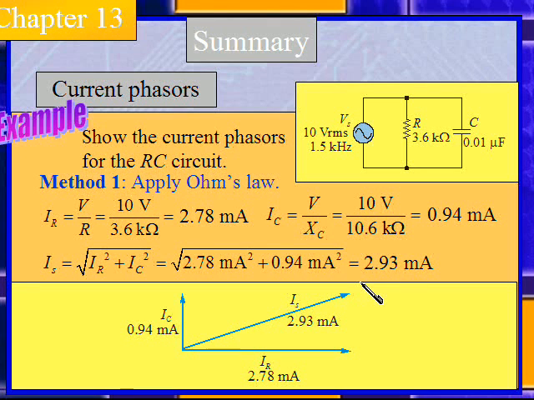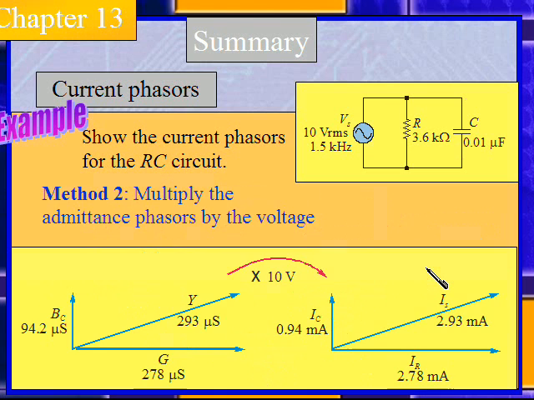Show the current phasors. Okay, so here what we're doing is, this is a parallel circuit, so they each have 10 volts across them. So take 10 volts divided by the resistance number gives me my current in this branch. 10 volts divided by the XC. So Ohm's law still relates voltage and ohms. So my ohms is my XC number, and I get 0.94. If I square each current, add and take the square root, which is also the hypotenuse of this triangle, I get the total current in the circuit.